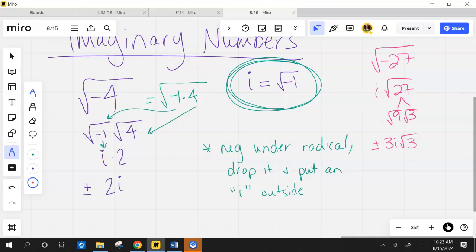Why do you put the i behind that? So in general, an i is going to go in front of the radical or behind a whole number. So if it's negative 4 under the radical, that's i times the square root of 4. What's the square root of 4? 2. 2 times i. The i is always closest to the radical.